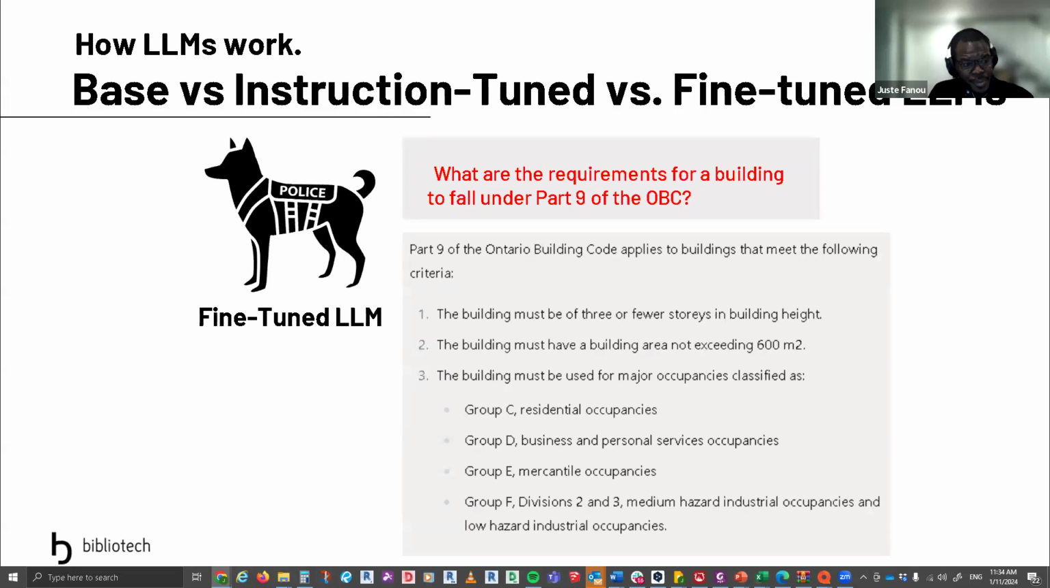The last step is to have a fine-tuned LLM. This is similar to a rescue dog or a police dog. It's a very specialized large language model that can answer questions about very specialized fields. For example, what are the requirements for a building to fall under Part 9 of the OBC? This is a real answer that comes from our chatbot that is trained on the OBC. Its name is Techie, and it would answer that Part 9 of the Ontario Building Code applies to buildings meeting the following criteria, etc. So now it's very specific in its domain. It only knows about the OBC, the Ontario Building Code, and can only answer questions based on it.